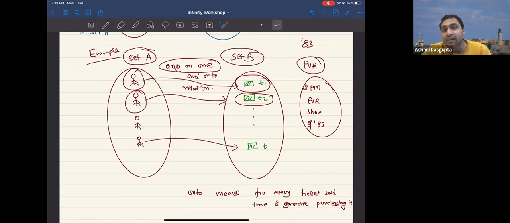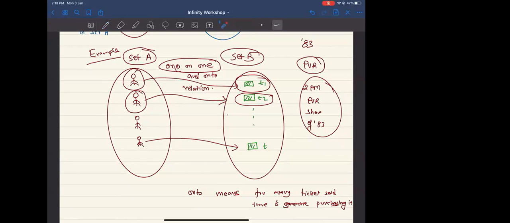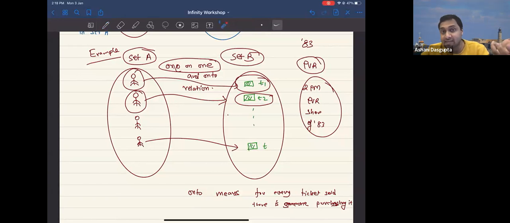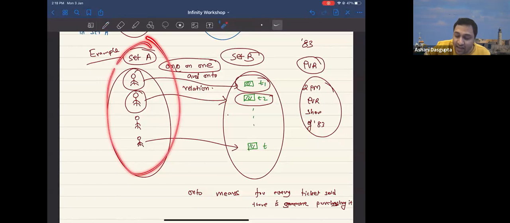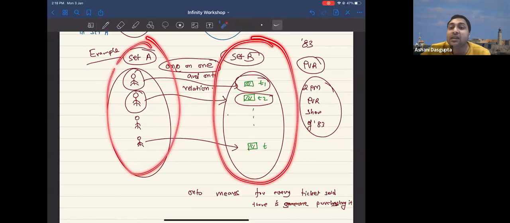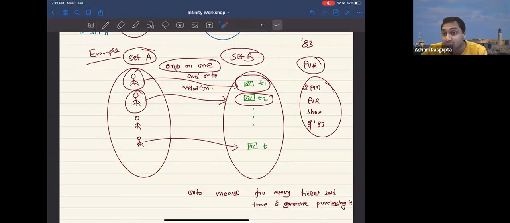You can calculate the number of people who are attending 83 just by counting the tickets. So instead of counting set A, you cleverly set up set B, which you counted instead. So this is an application of the bijection principle.